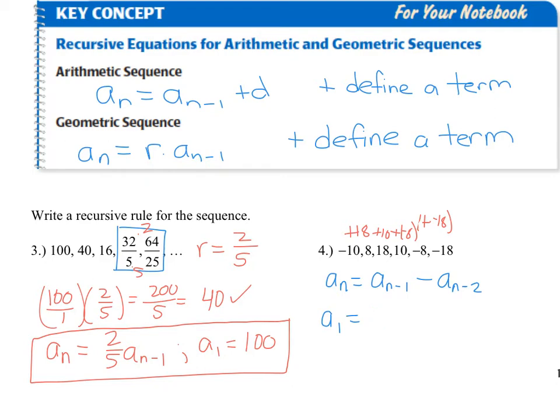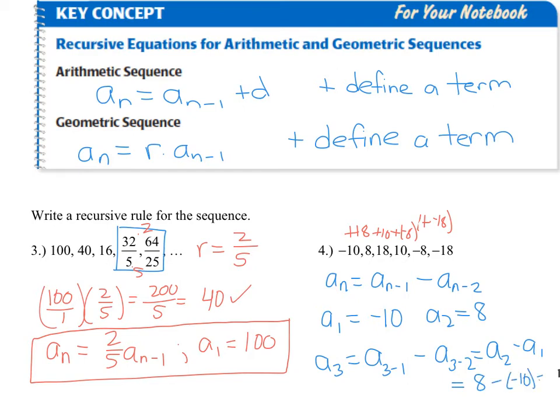So the first term is negative 10. The second term is 8. And to check to see that it works, a sub 3, well, we take the term before that and subtract the term 2 back from that. So that means take a sub 2 minus a sub 1. A sub 2 is 8 minus negative 10. And you get 18, which checks.